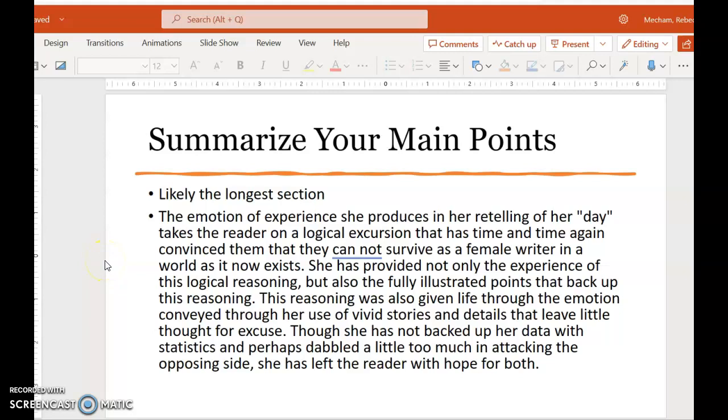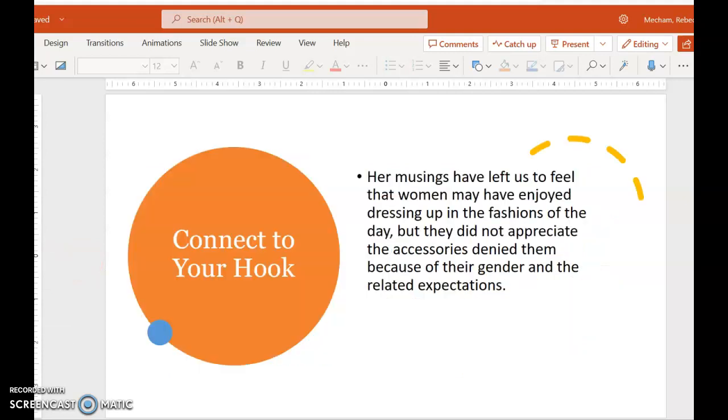So the reason you do that in your conclusion is because you brought up so many good things and your reader's been engaged and following along, but they've just forgotten. So you just remind them, hey, remember I told you this earlier, right? That's what you do with your summarizing your main points.